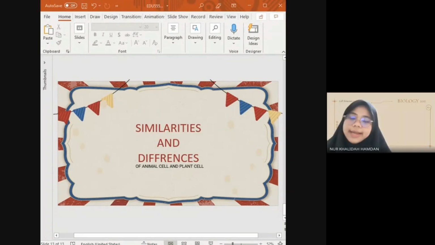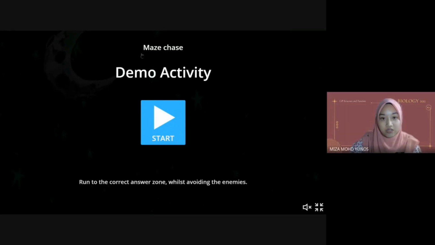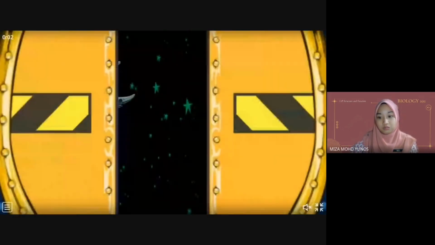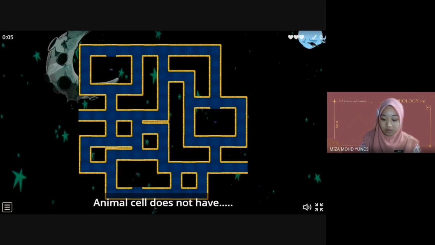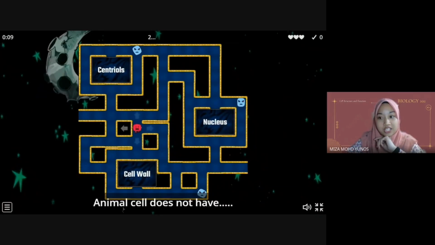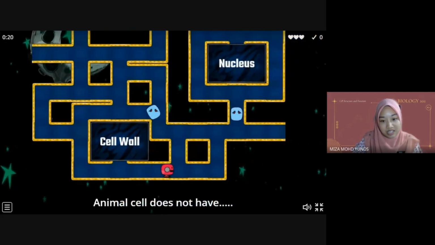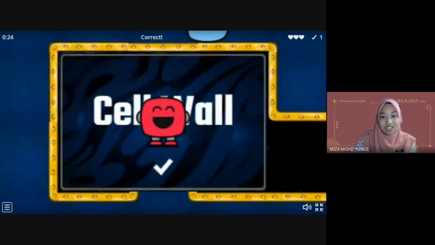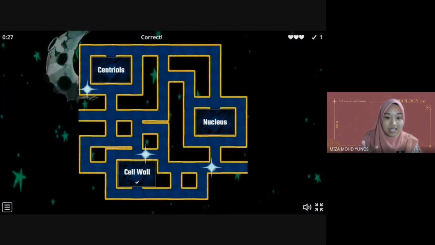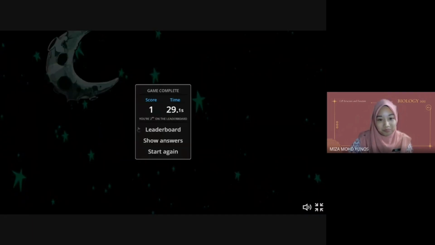For this game, I label this as demo activity. This is a maze chase. All you need to do is run to the correct answer zone and avoid the enemies. By using the arrow keys on the keyboard, you can move the character towards the correct answer. For example, here the question is: what does the animal cell not have but the plant cell has? It is a cell wall. So you just go to the correct answer, and ta-da! You are done.